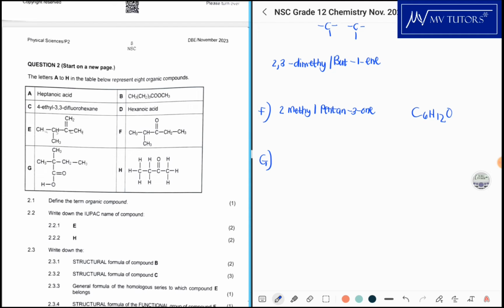I see in my longest chain, I have 1, 2, 3, 4. Okay, I have 4 carbons. So 1, 2, 3, 4 in the longest chain, and then my last carbon, I have a double bond to O and then OH. Okay, so that's the 4th carbon. The 3rd carbon, so if I take 1, 2, 3, 4, the 3rd carbon has 2 methyl groups. Okay, so there it is.